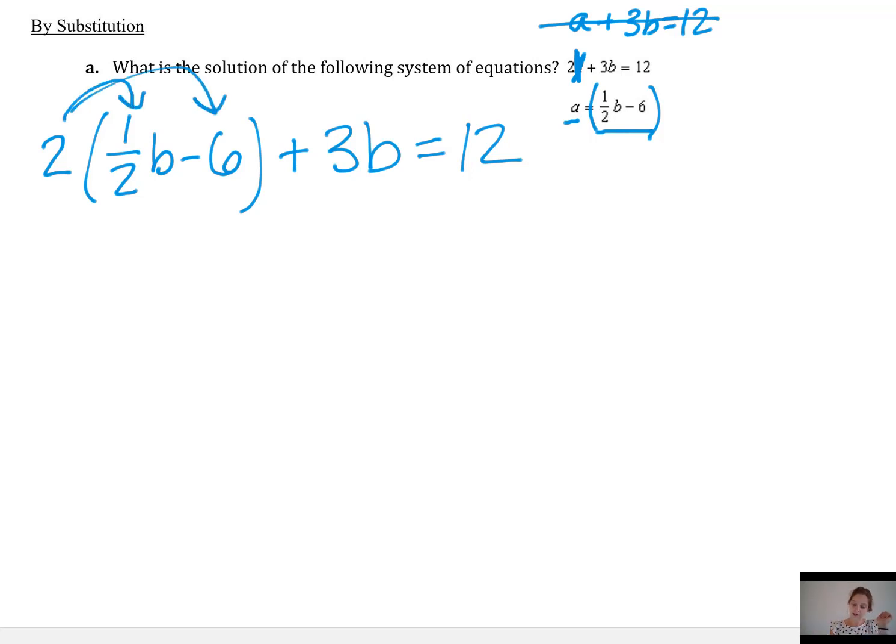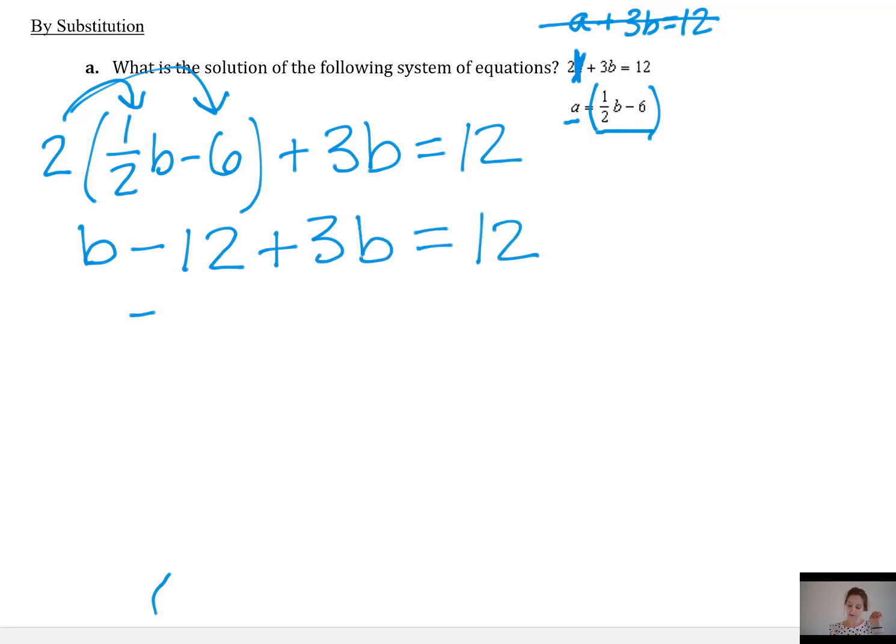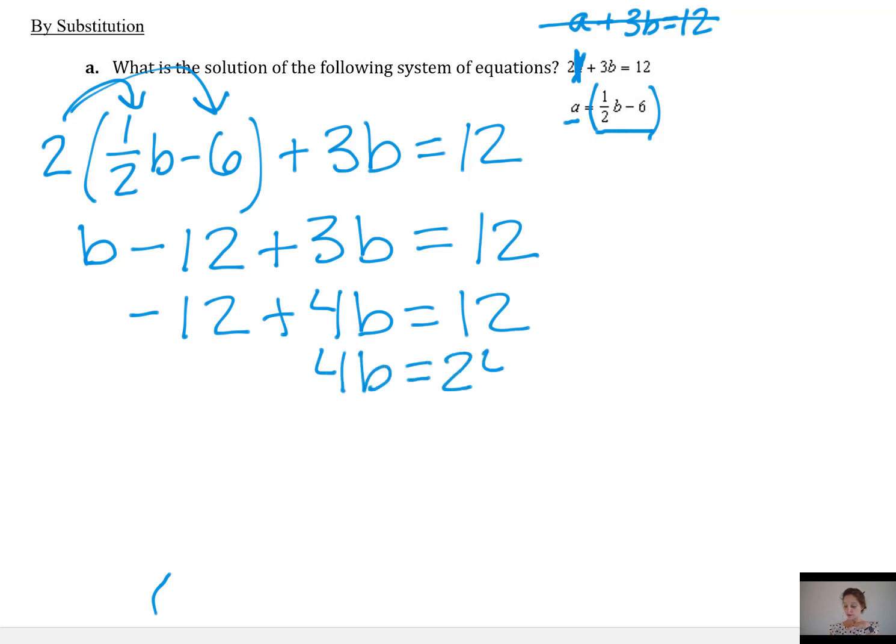Now I will simplify, distribute the 2, I get b minus 12 plus 3b equals 12. Negative 12 plus 4b equals 12. I combine like terms. Move that negative 12 by adding 12 to both sides. 4b equals 24. b equals 6.